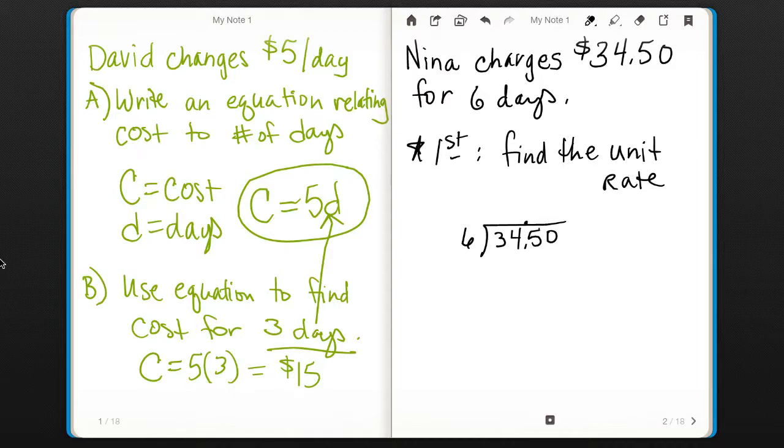Okay, Trey, what'd you get? $5.75. Good, $5.75. So it's just a division problem there. So that's her charge per day. Now I want you to write an equation relating the number of days to the cost, just like we did before.